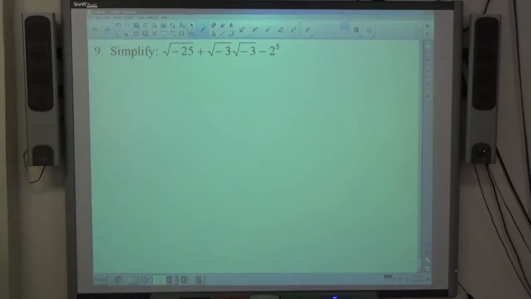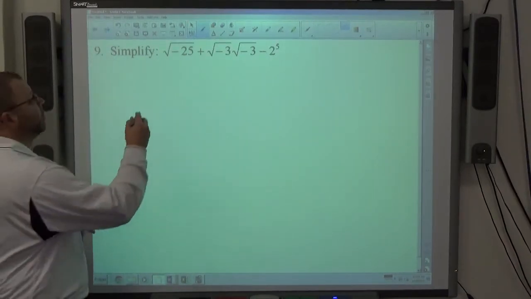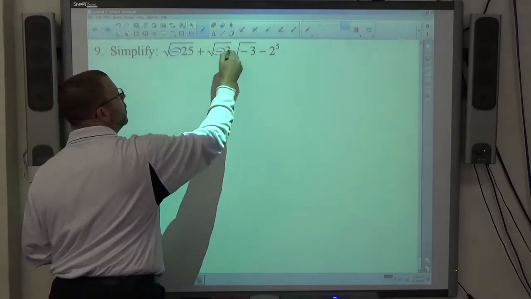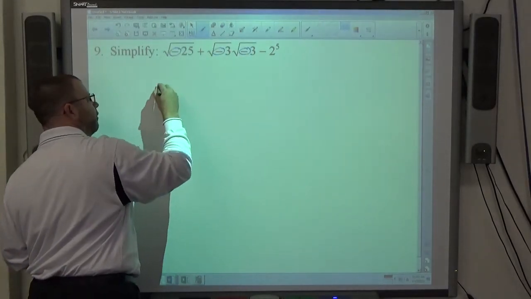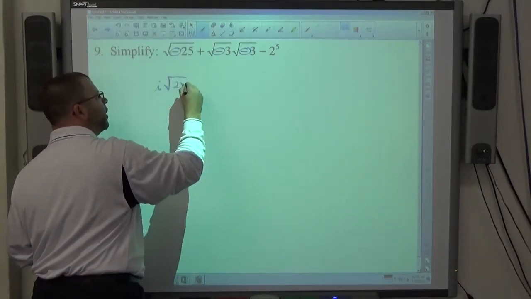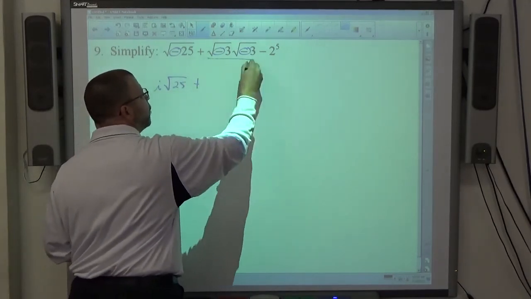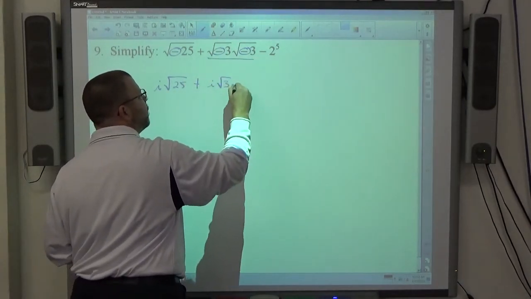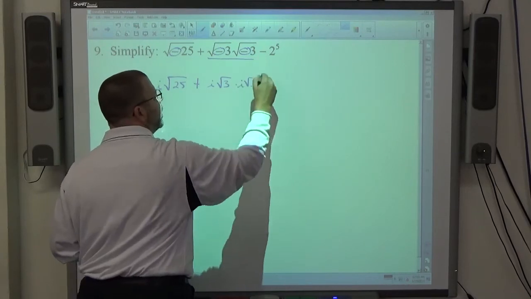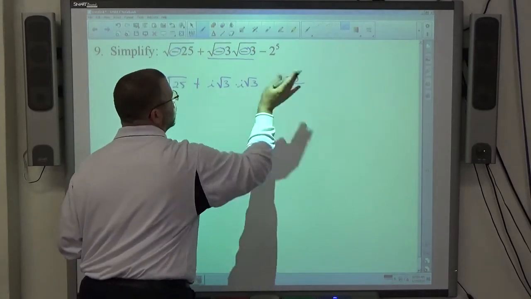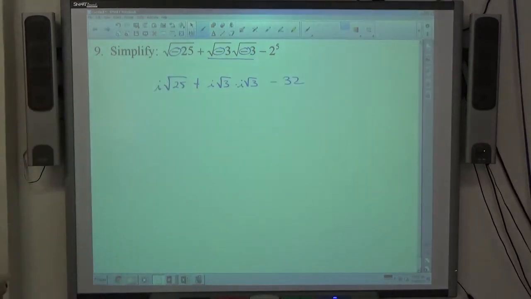Number 9, same type of problem. Once again, negatives inside of radicals, deal with those first. So this makes it I, the square root of 25 is still there. These are being multiplied together, so I got I times the square root of 3 being multiplied by I times the square root of 3. And then minus, I can go ahead and make that 32, it's not going to hurt anything to evaluate that.